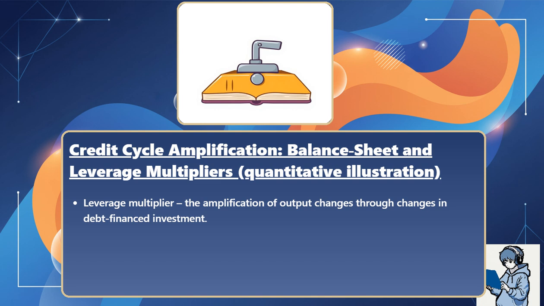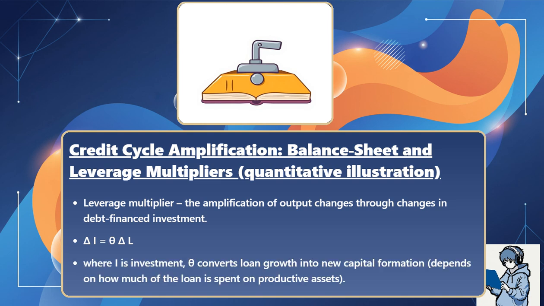Leverage multiplier, the amplification of output changes through changes in debt-financed investment. Delta I equals theta delta L, where I is investment, theta converts loan growth into new capital formation. Depends on how much of the loan is spent on productive assets.